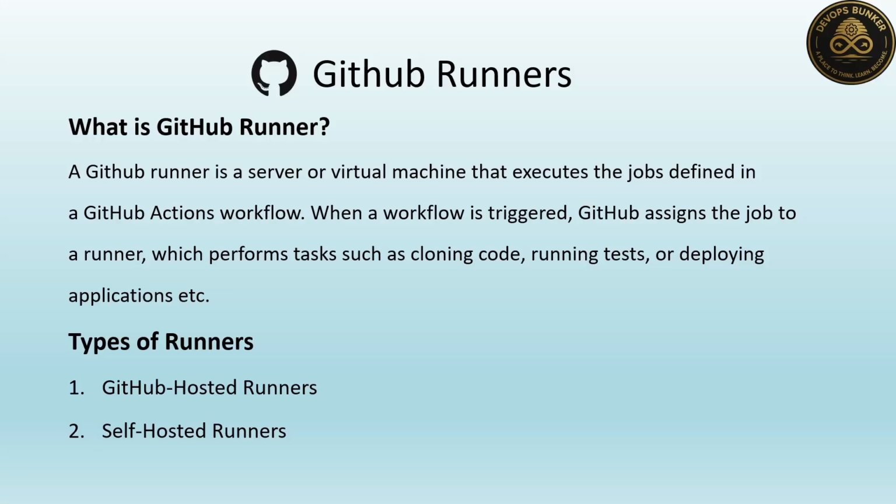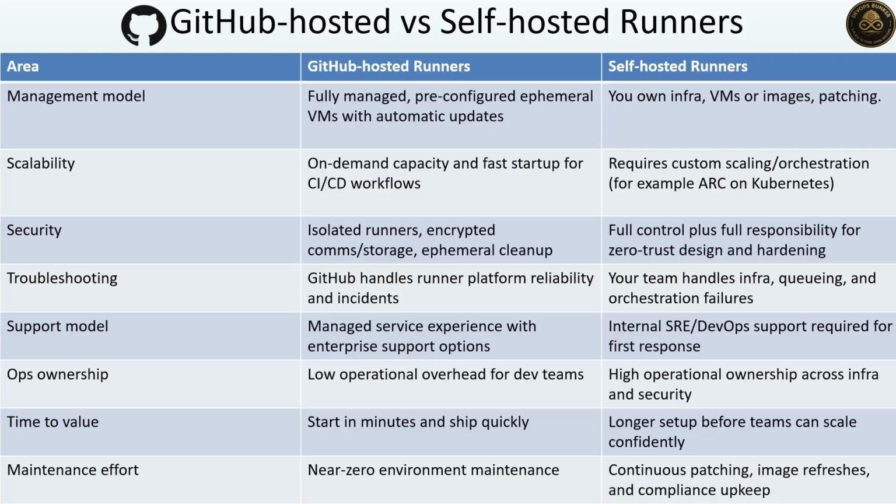So the next one is self-hosted runners. Self-hosted runners are runners which are maintained by us only. So we have to configure a virtual machine or a server and connect it with GitHub. Once that is done, we can configure this self-hosted runner in our workflow. Now let's understand the differences between GitHub-hosted runners and self-hosted runners. Based on these differences, we'll be able to understand which runner will suit our environment.